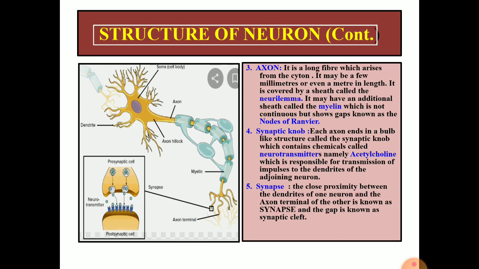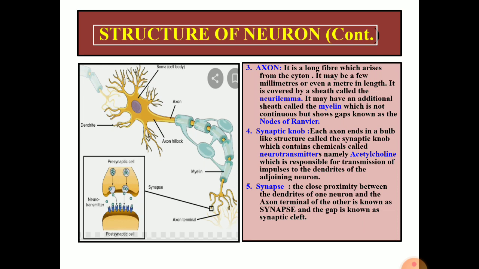Each axon ends in a bulb-like structure called the synaptic knob. It contains chemicals called transmitters. Here you can see in the diagram the neurotransmitters, namely acetylcholine, which is responsible for transmission of impulses from the dendrites to the axon of the adjoining neuron.